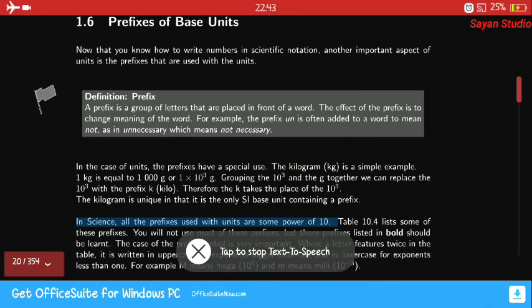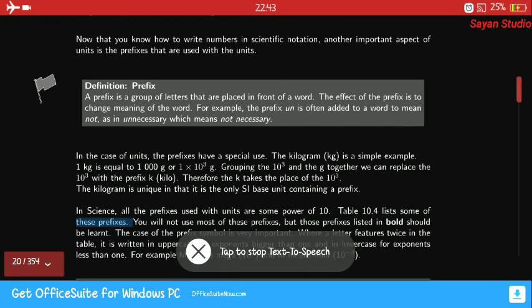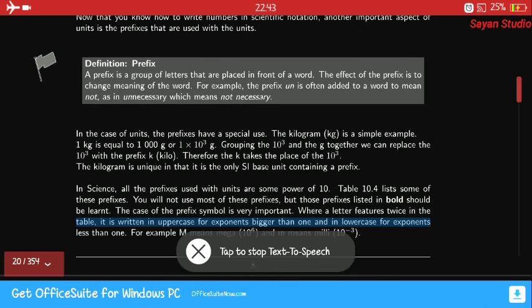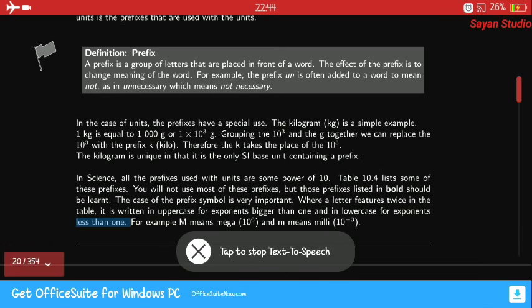In science, all the prefixes used with units are some power of 10. Table 1.4 lists some of these prefixes. You will not use most of these prefixes, but those prefixes listed in bold should be learnt. The case of the prefix symbol is very important. Where a letter features twice in the table, it is written in uppercase for exponents bigger than 1 and in lowercase for exponents less than 1. For example, M means mega 10^6 and m means milli 10^-3.